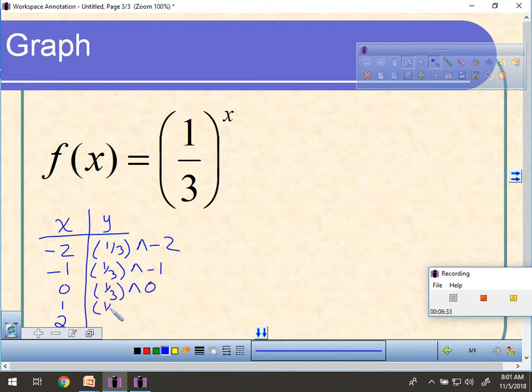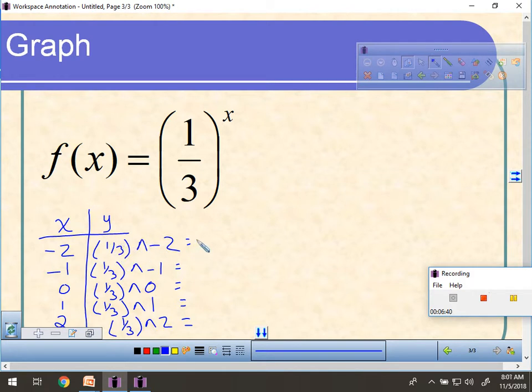The biggest crucial thing that I need you to see, guys, is that 1/3 is in parentheses. So when you're typing this into your calculator, make sure that you are putting that 1/3 in parentheses. So open parentheses, 1/3, close parentheses, to the -2.